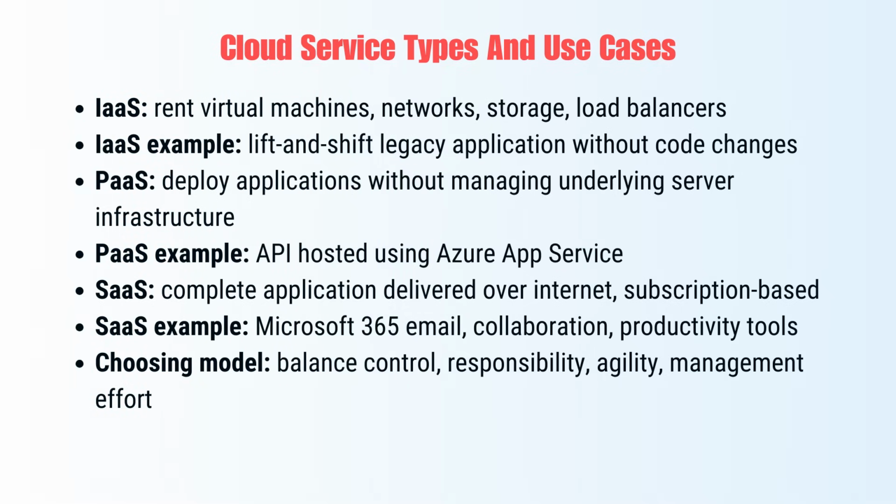The key exam question is usually, how much control versus convenience does the customer need? More control and responsibility? Likely IaaS. Balance of control and productivity? Usually PaaS. Minimal responsibility, just use the app? SaaS. With that, you've covered the core cloud concepts AZ-900 expects. In the next module, we'll move from general cloud ideas into how Azure itself is structured globally and what its core services look like in practice.